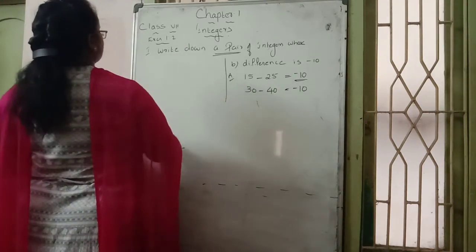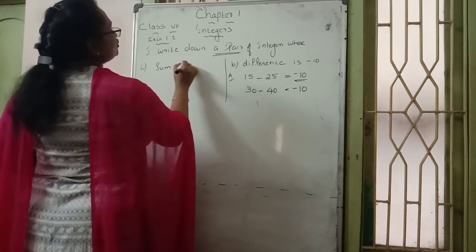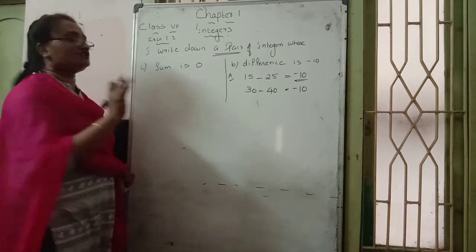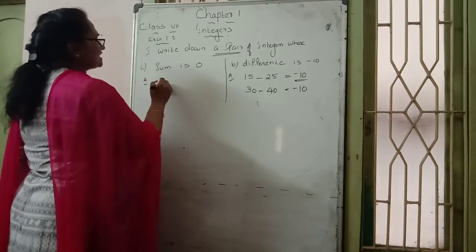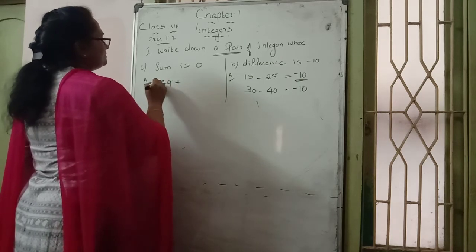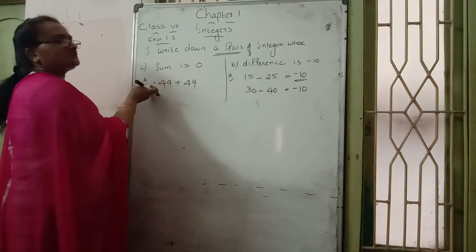Next, C question. The C question says that the sum we need is 0. We need a sum of 0. Such type of 2 integers. So many integers we can take. 45 plus minus 45. What is the answer? Here 45 is a negative integer.